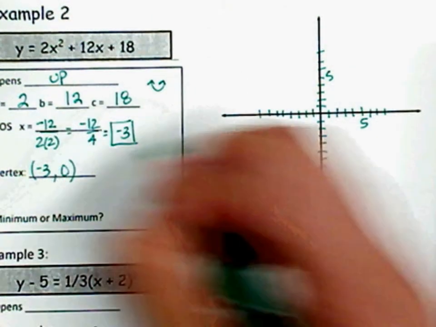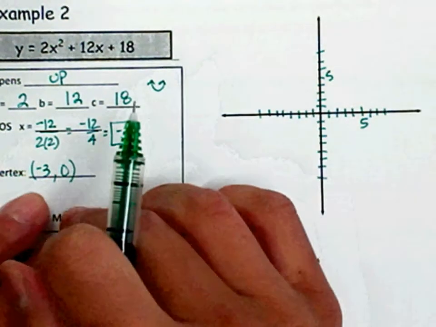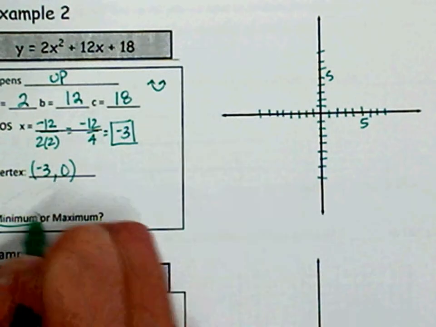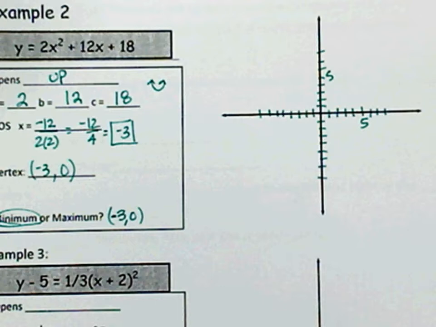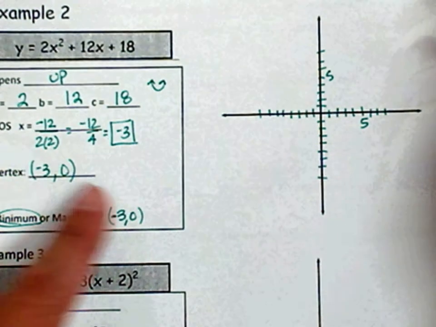Okay? It's going to open up, so it's going to be a minimum with a vertex of negative 3, 0. Let's go ahead and graph. Axis of symmetry first: negative 3. 1, 2, 3.